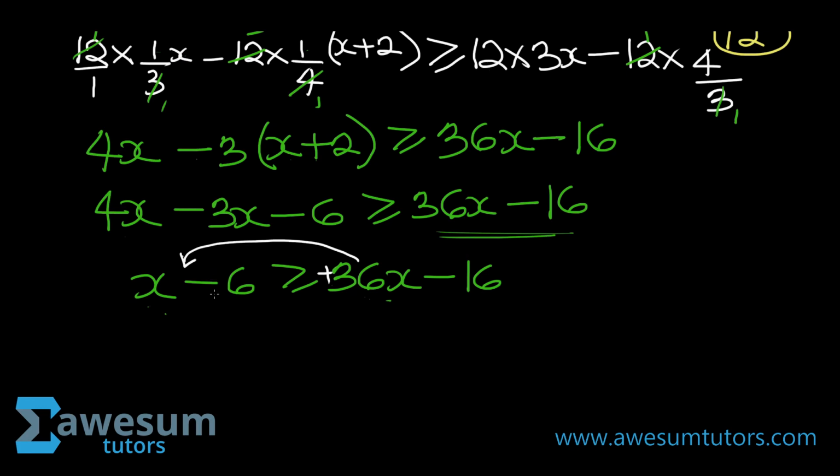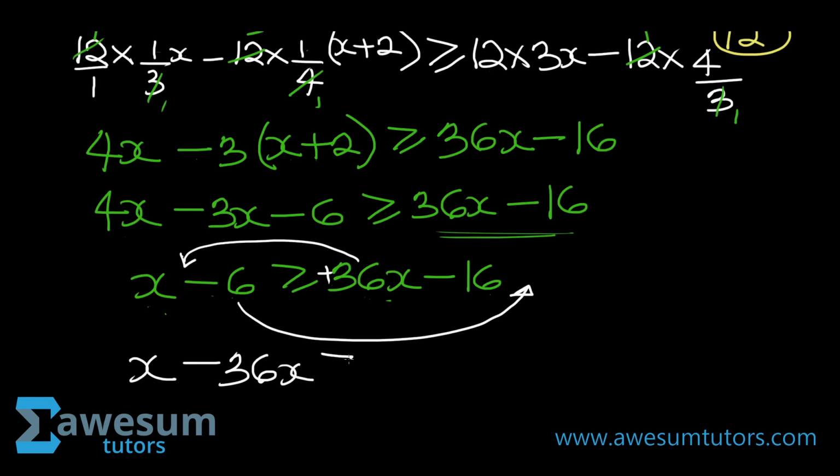And this one right here is negative 6. It will come over here and meet negative 16. So in that case, it is going to become positive 6, because negative 6 is going to cross the sign of inequality and become a positive sign. Okay, so now I have x. This positive 36 comes over here, becomes negative. So now I have x minus 36x.